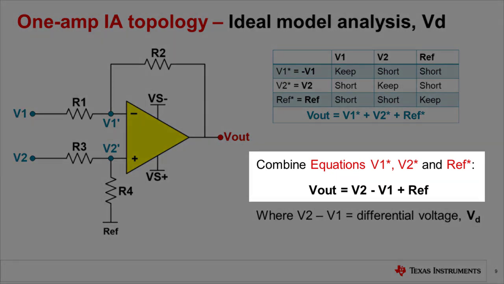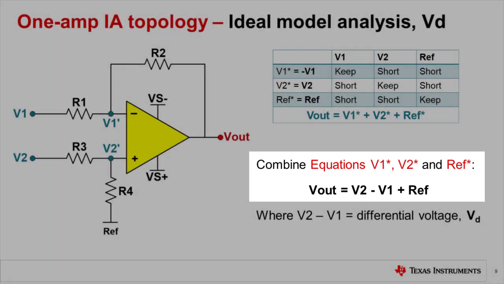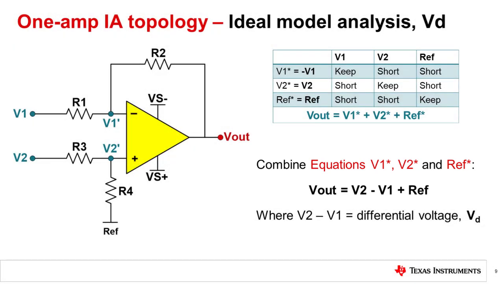Let us use the superposition theorem to combine equations V1 star, V2 star, and ref star. Combining these 3 equations yields Vout is equal to V2 minus V1 plus ref. This topology yielded the difference between the two inputs, satisfying the first characteristic of an ideal IA. Let us now analyze its ability to reject the common mode signal.